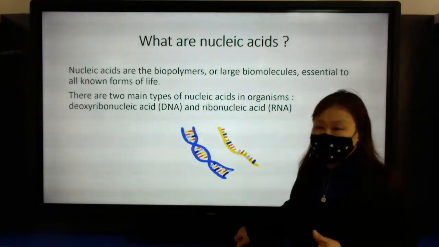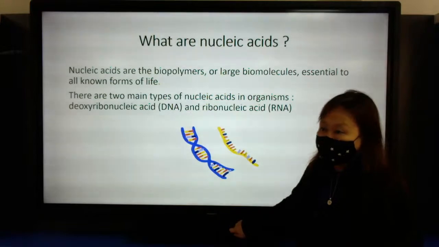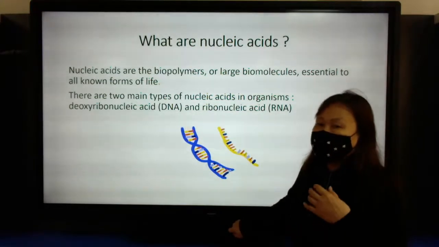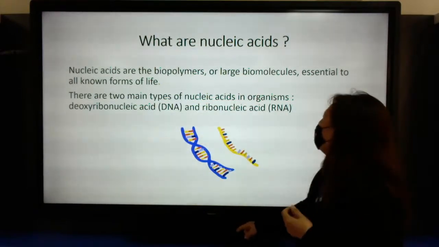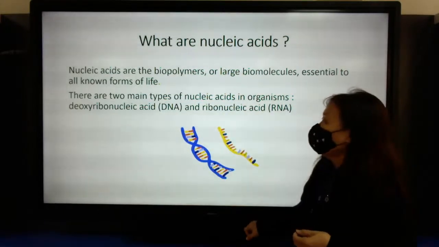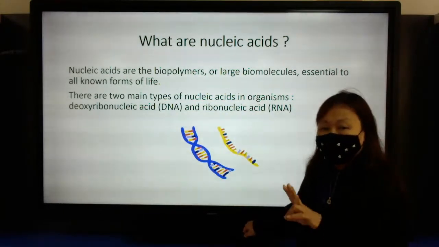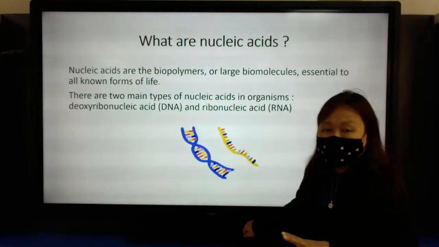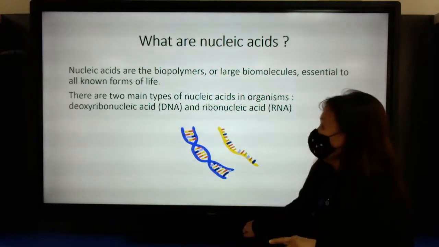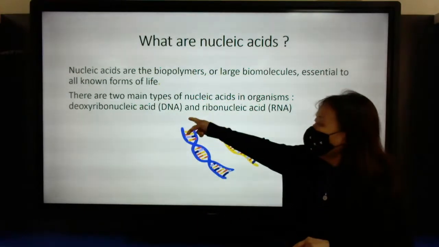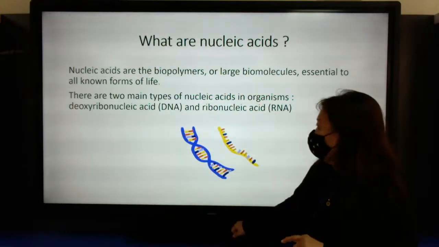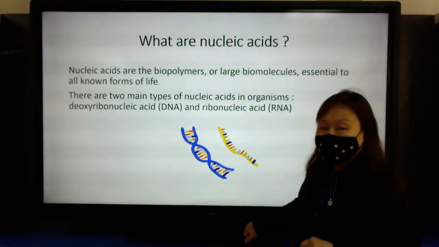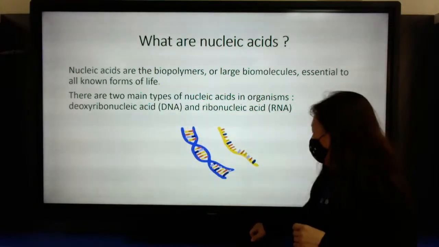Or large biomolecules. As I explained earlier, biomolecules are molecules found in living things, both plants, animals, viruses, and bacteria. So essential to all forms of life. Now, there are two types of nucleic acid. The first one is the DNA, or the deoxyribonucleic acid, and RNA, or ribonucleic acid.